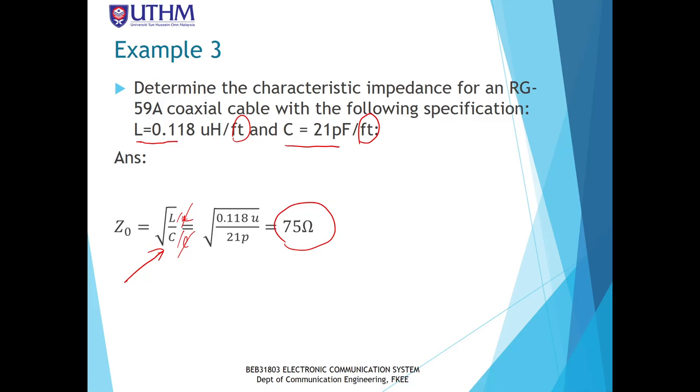This is what I meant, this has come out before. In the previous exam, it was asked something like this. You are given a specification of a cable with L and C. Calculate the characteristic impedance Z0. You just need to put in the L and C parameters, then you can get this value.